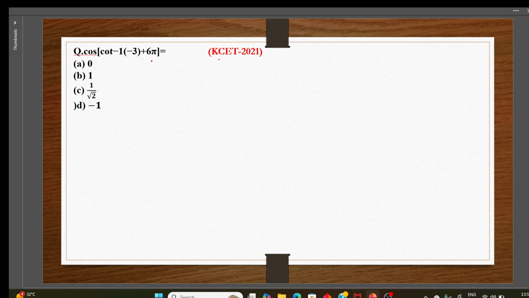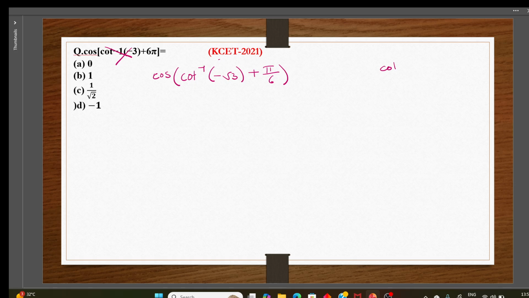Sorry, there is a typing mistake. Actually, the question is cos of cot inverse of minus root 3 plus pi by 6. Okay, that was not correct. This is the correct one: cos of cot inverse of minus root 3 plus pi by 6.